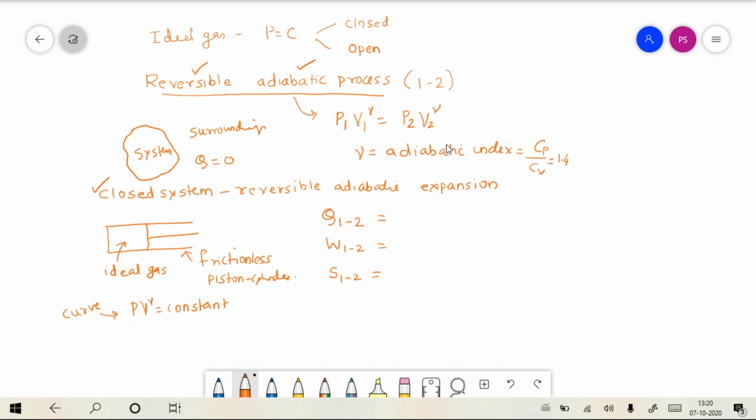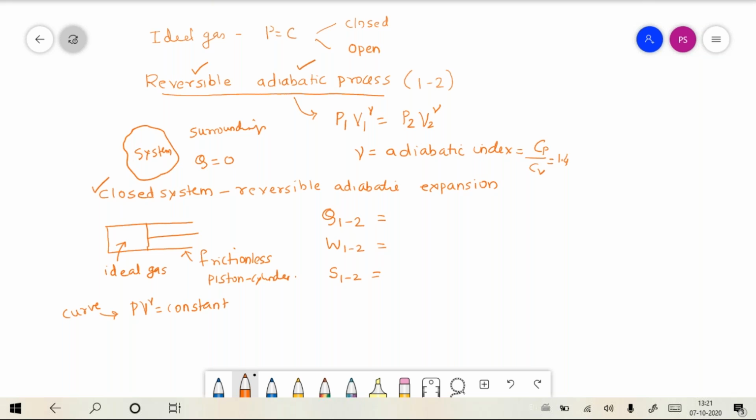As you see on the screen, I had drawn a piston cylinder arrangement. Because the process has to be reversible adiabatic, I assume that the piston cylinder arrangement is frictionless. So when it's a frictionless piston cylinder arrangement, it would obey the compression curve, right?